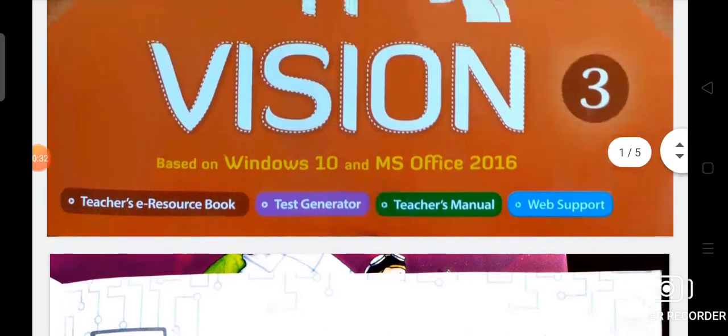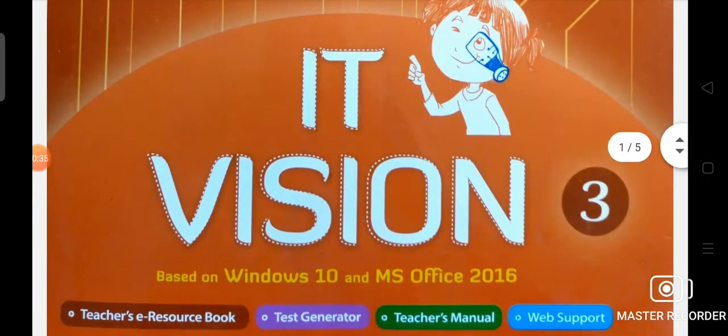So students, before starting this chapter, in your previous class you learned a lot of notes about computers. A computer is a machine that accepts data as input, processes that data using programs, and outputs the processed data as information.